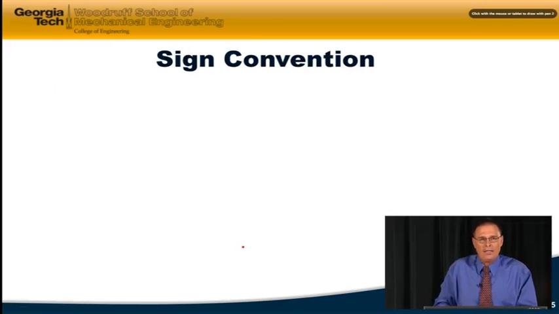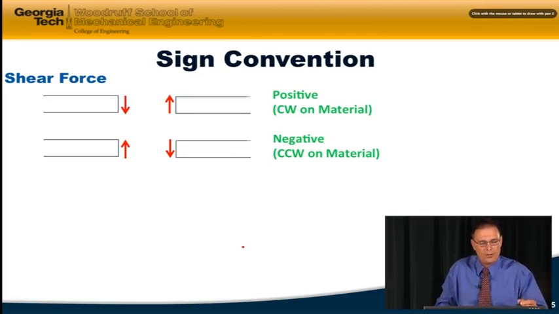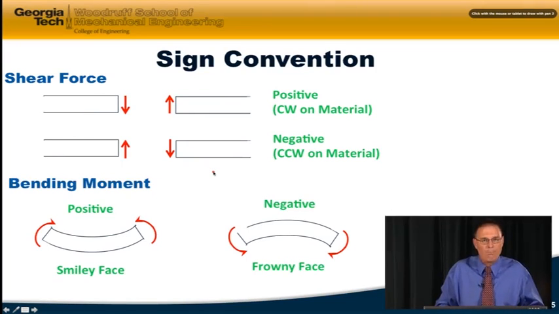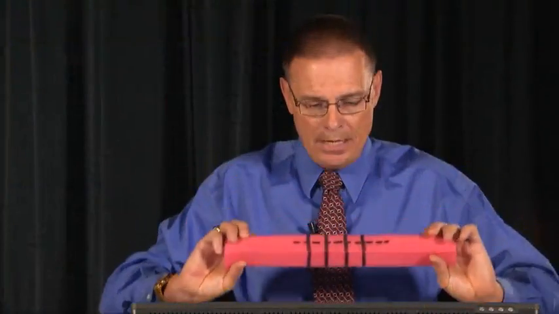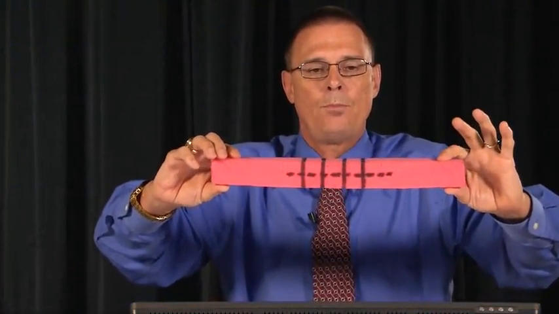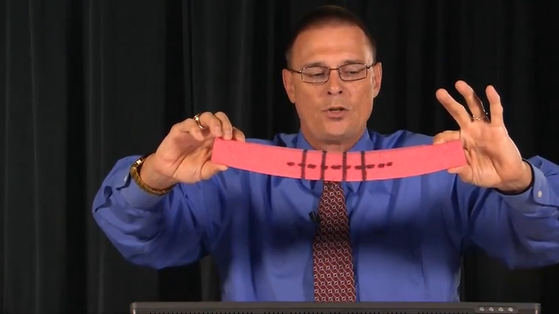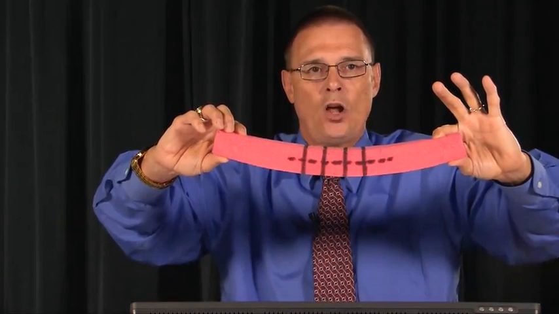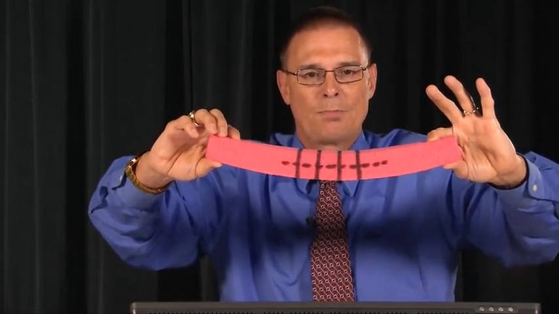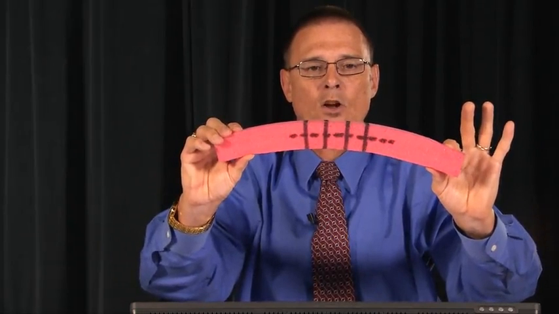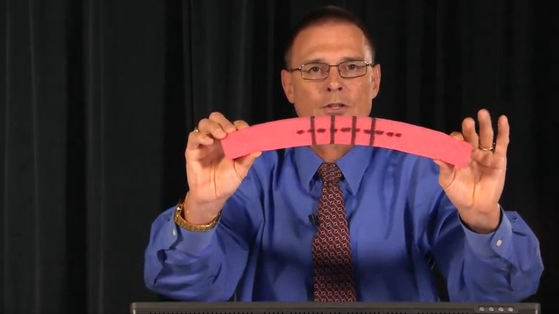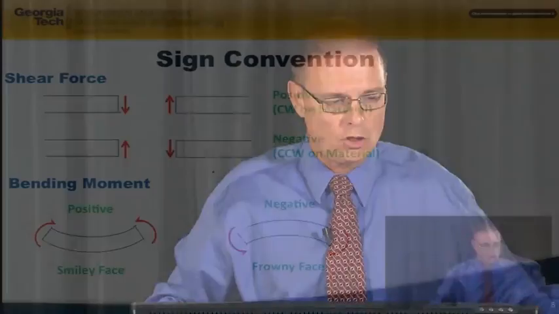We're going to have to come up with a sign convention for talking about our shear force and bending moments. The sign convention will be that if the shear force is clockwise on the material that we're looking at, then that's going to be a positive shear force. If it's counterclockwise on the material, it'll be negative. And as far as the bending moment is concerned, for the beam, if the moments are going to cause a shape that looks like this, we're going to call that a positive bending moment. I call that a smiley face. And a tendency to cause this type of moment will be a frowny face, or a negative moment. So those are the sign conventions we're going to use.